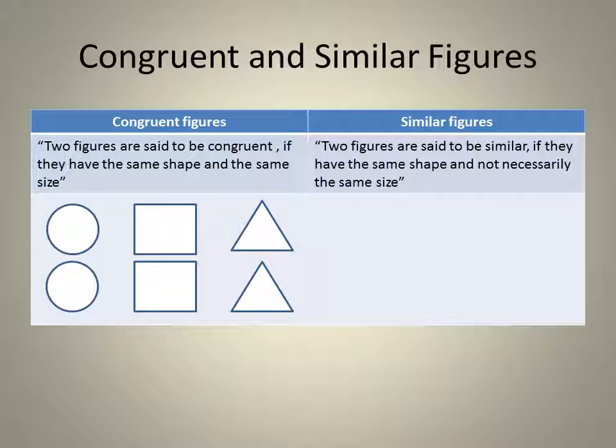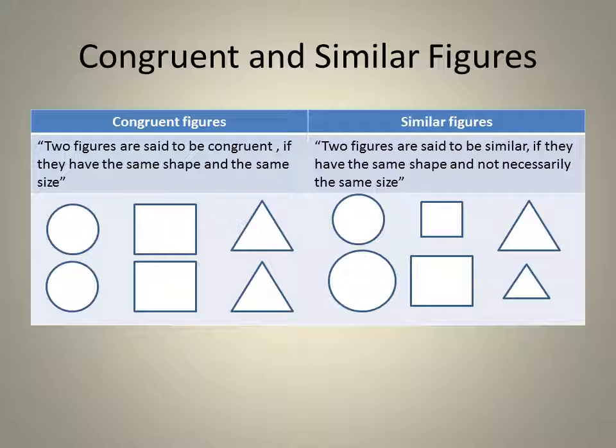But when it comes to similar figures, two figures are said to be similar if they have the same shape and not necessarily the same size. So when you look at these two circles, two squares and two triangles, you can say that they are of the same shape, right? Take an example of the square. When you look at the upper square and the one below, you can say that these two are squares but they are of different sizes. So that is when we say that these two figures are similar figures. Right? So I hope this is clear friends.